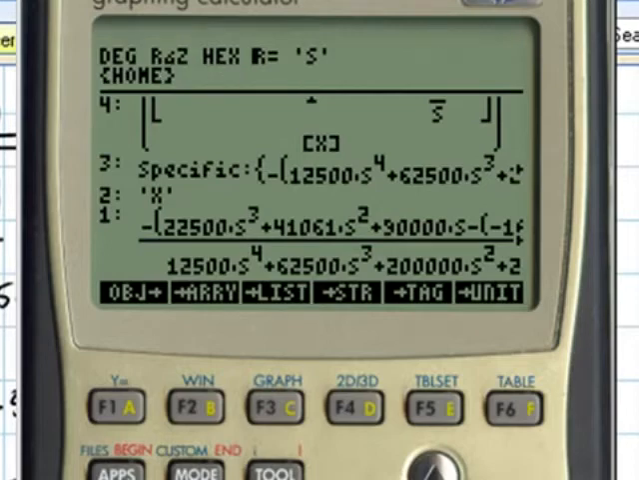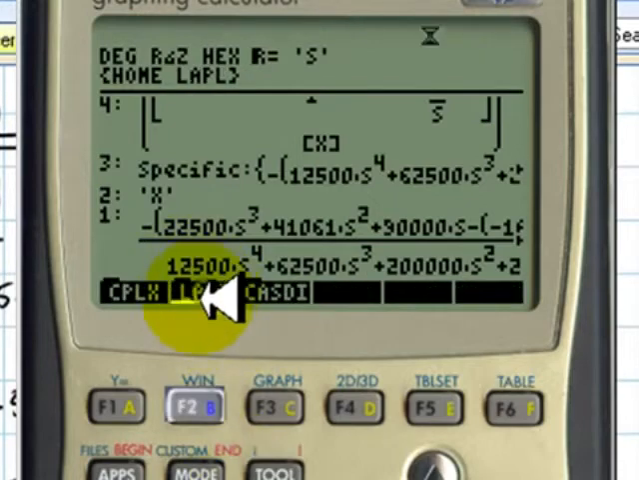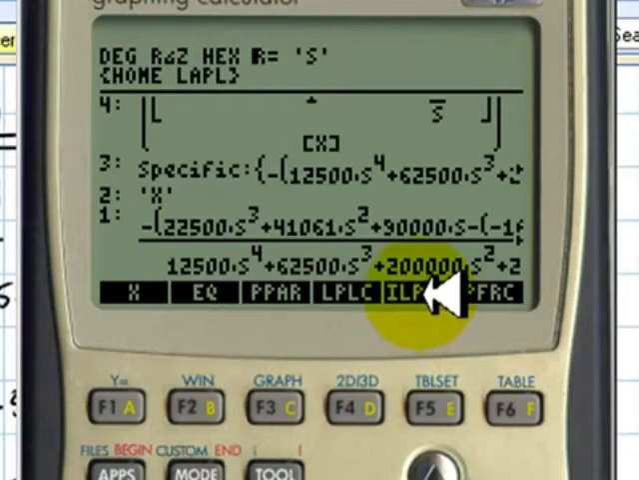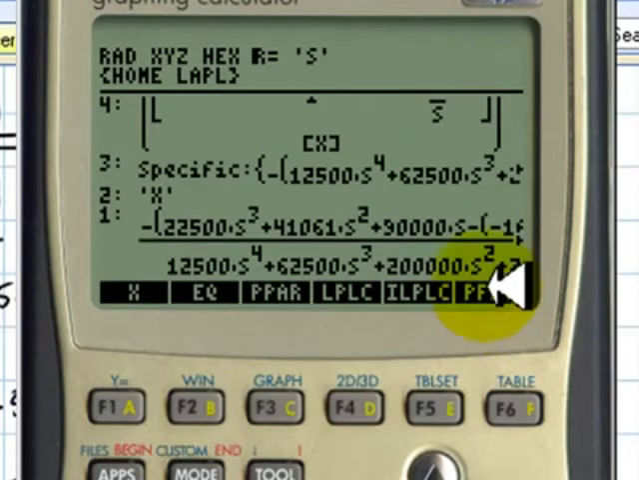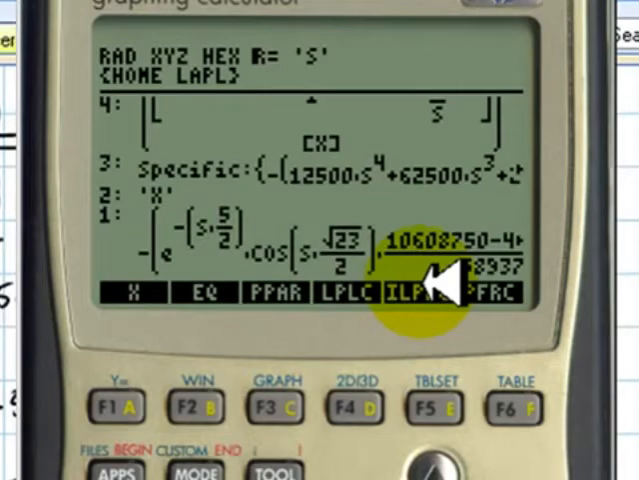One directory up, variables, next one, Laplace directory. I want to find the inverse Laplace transform. I prefer to solve an equation or to find its inverse Laplace transform with the system working in radians and in rectangular mode. Let me go for that. Inverse Laplace. There is the solution.